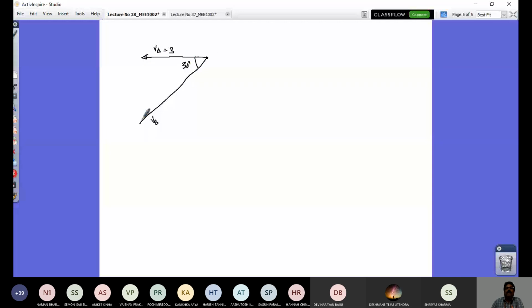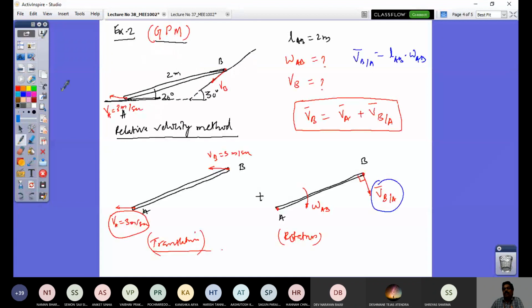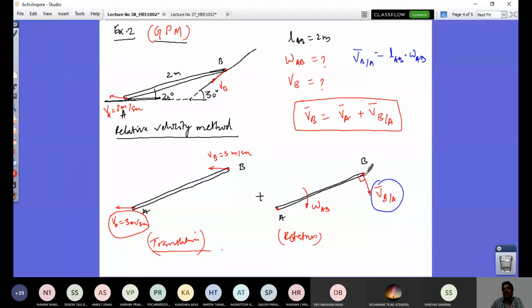So this is a velocity vector, and now we have to look at the velocity of B with respect to A. What is its direction to the horizontal? So that's what is very interesting here. If this angle is 20 degrees, then this angle to the vertical is also 20 degrees.